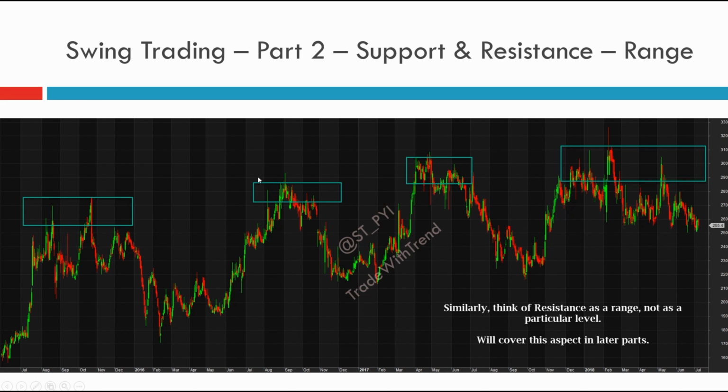For this phase, again, I have identified this box. For this phase, again, we have seen a particular range. So if you see all these four segments, that is time segments in the same chart, the range of support or range of resistance actually varies between 5 to 7%.